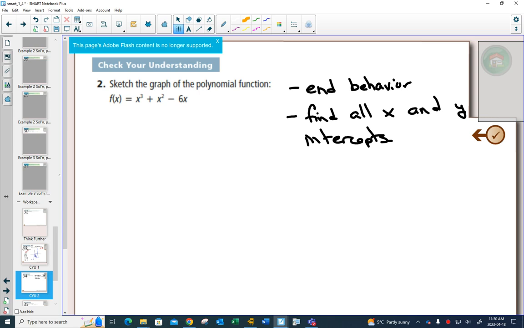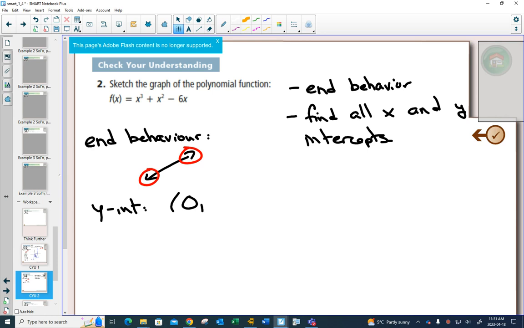Well, first of all, we look at this question and say, can I figure out my end behavior? Yes, it's an odd function with a positive leading coefficient. So I know my end behavior looks like this. Next, of your intercepts, your y-intercept is always the easiest to find. You find a y-intercept by plugging in 0 for x. So it's a bit like a table of values, because you are plugging in a value. You're plugging in 0 for x, and 0 plus 0 minus 0 happens to be 0. So we get (0, 0) as our y-intercept.